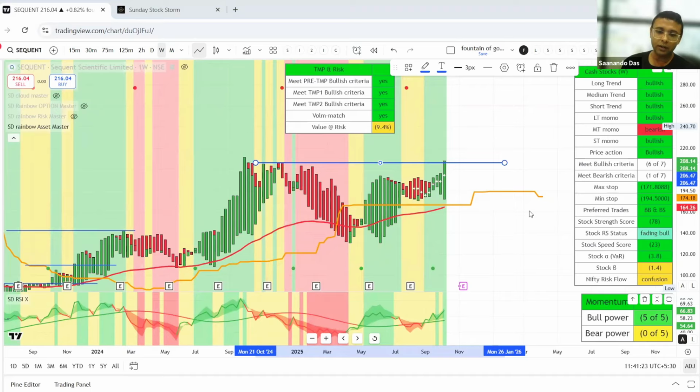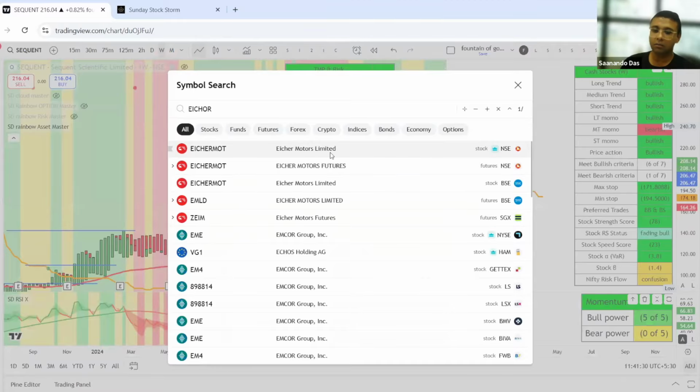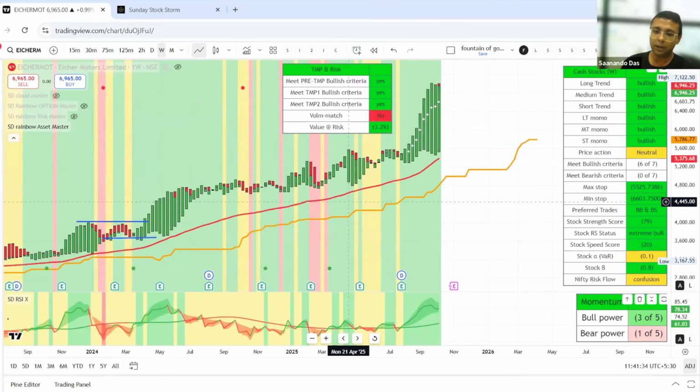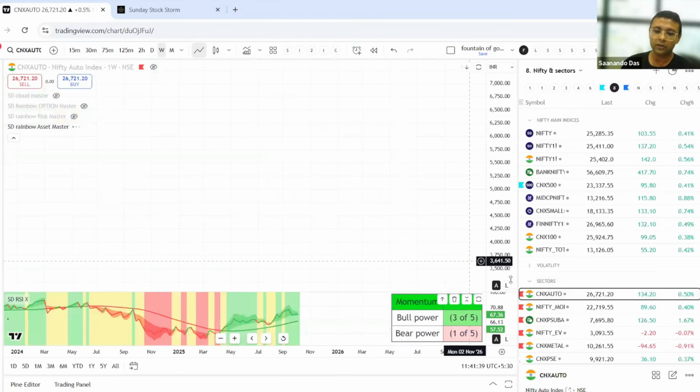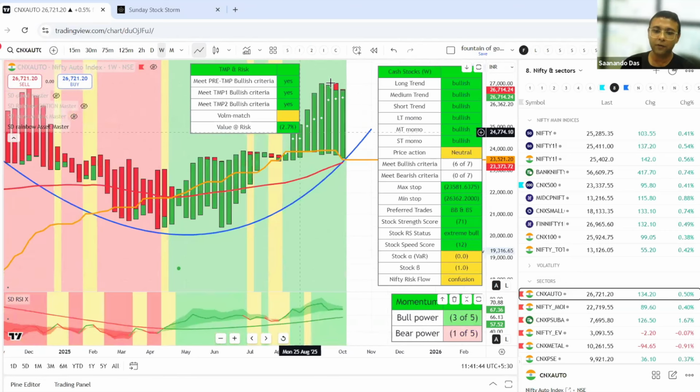Eicher Motors, not Ather, Eicher Motors probably, and Maruti. Overall the auto sector stocks have done well, but if you look, let me go to the auto sector. Let's look at the auto sector chart. You can see after a very good ride, the auto sector itself is going under a correction phase. So some of the stocks which have given an extremely good run.